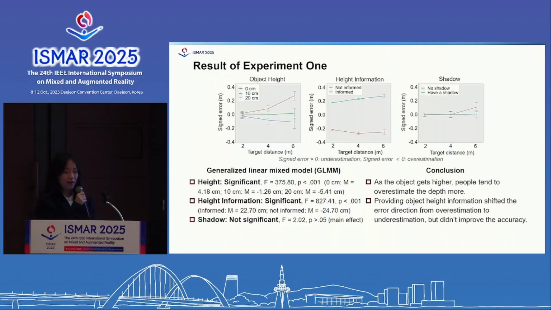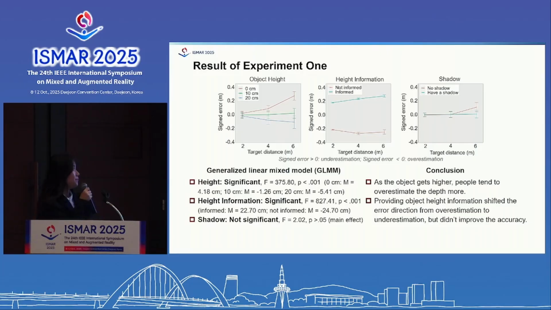Here are our results of experiment 1. We use a GLMM to measure the effect of each factor. We can see that the height and height information both have a significant effect on the depth, but the shadow didn't. This result is only for the main effect, and the interaction effects will be shown on the following pages.